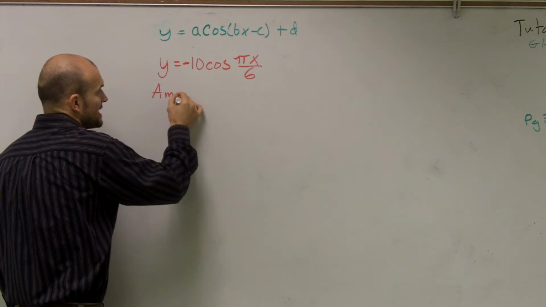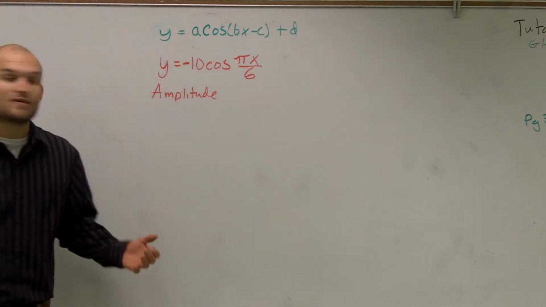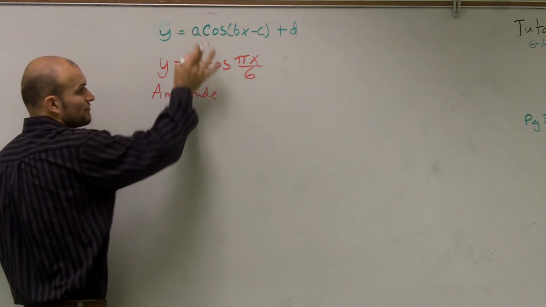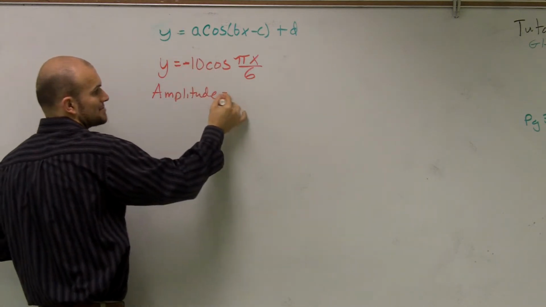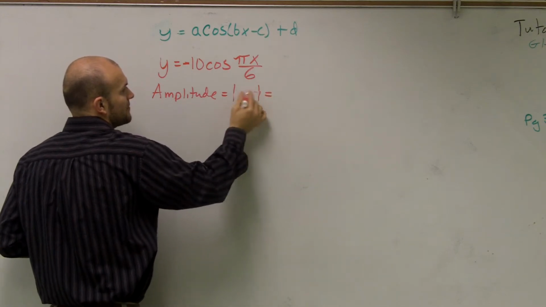First thing you guys do is find the amplitude. That is going to be the absolute value of A. A is your number in front of your function. So I'm going to have the absolute value of negative 10. Actually, let's write out absolute value of A.